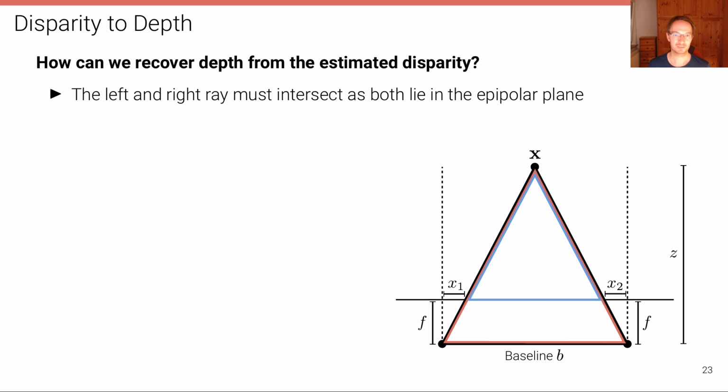Now, given that we have these disparities calculated, what we want to do is recover the depth from the estimated disparities. And what we know now in this rectified setup, which is quite nice, is that the left and the right ray must intersect as both lie by definition on the epipolar line. Because we're searching along scan lines, these rays must intersect because we are searching on the same epipolar plane.